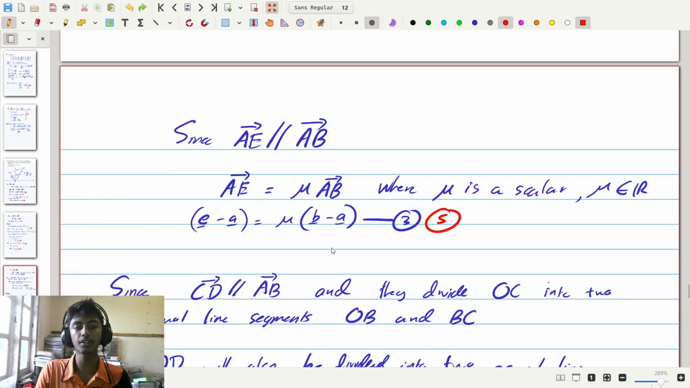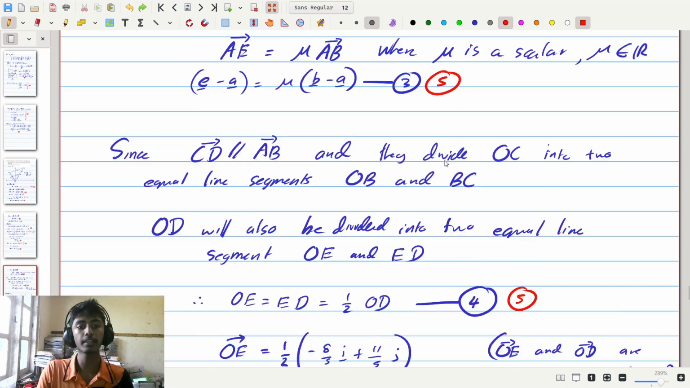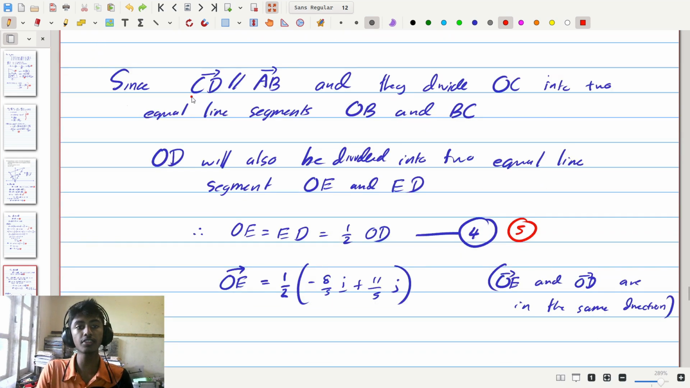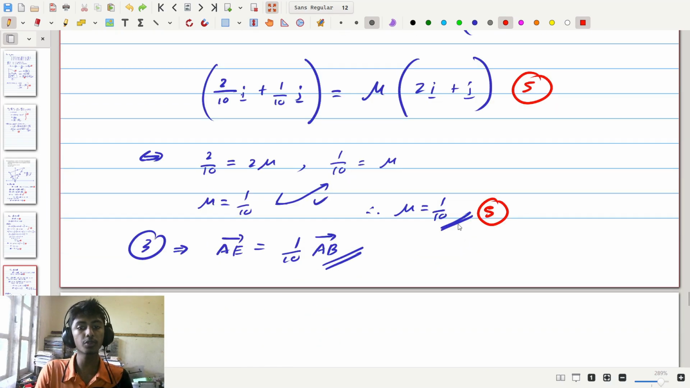Now in the next part of the question, for E, when you say that since AE is parallel to AB, we must have the case that AE is equal to mu AB, you get 5 marks. And then, when you use the geometrical fact that since CD and AB are parallel, they're going to divide OD into 2 equal components, and you say that OE is equal to ED is equal to half of OD, you get 5 marks. When you then use both of these facts together, you substitute one into the other and you get this equation right here, you get 5 marks. When you use that equation to get that mu is equal to 1 over 10, you get 5 marks. Or alternatively, if you use that and directly write that equation number 3 is going to give that AE vector is equal to 1/10 of AB vector, you get 5 marks.